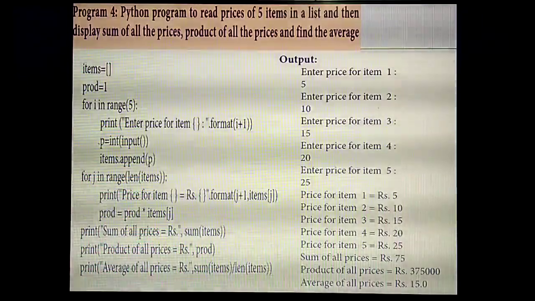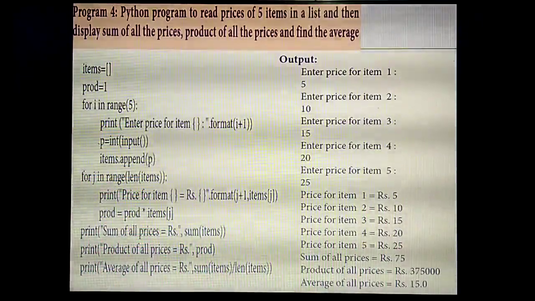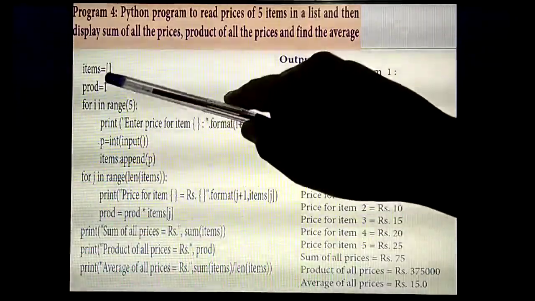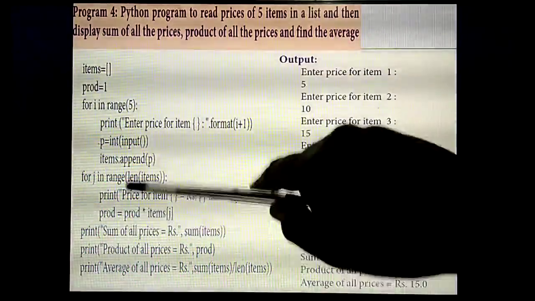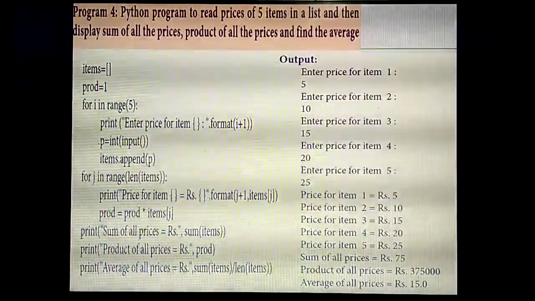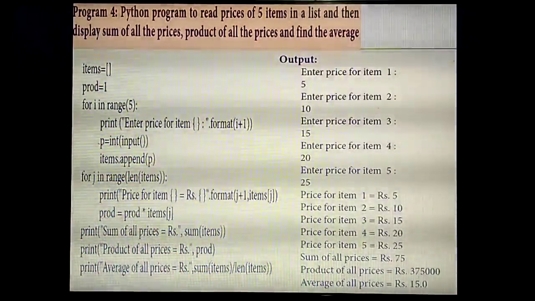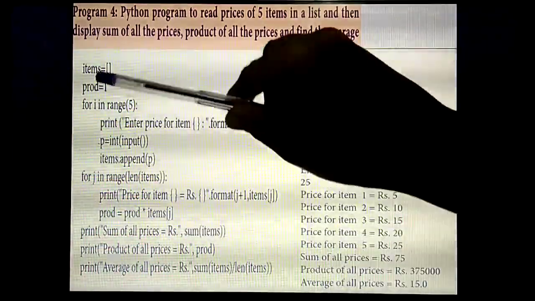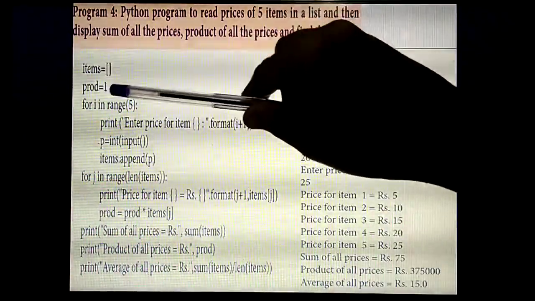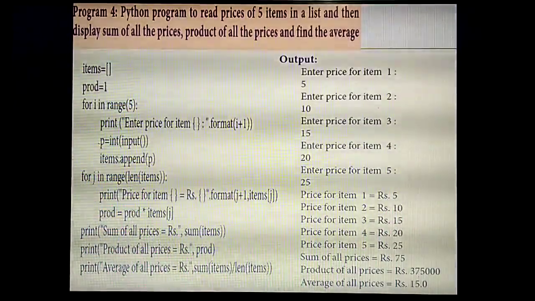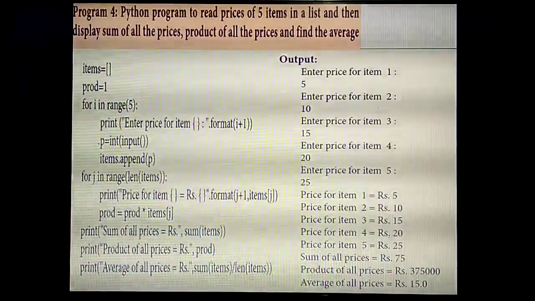Understand? So, you are going to calculate the product of items. For that, you create a variable product equal to product into items, with the initial product being 1. Whatever values you are entering here, you are going to take their product, that is multiplication.